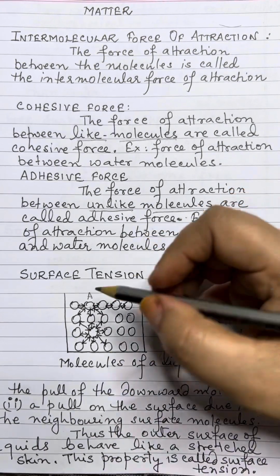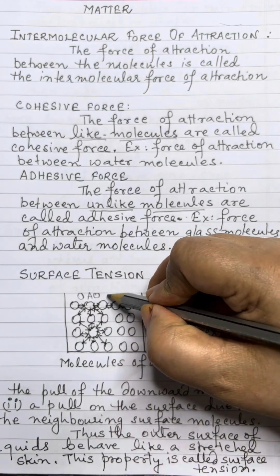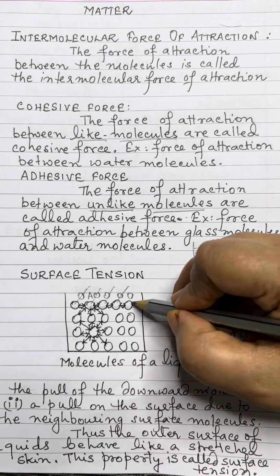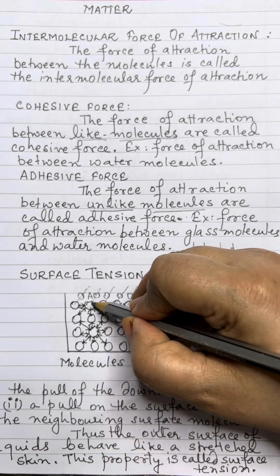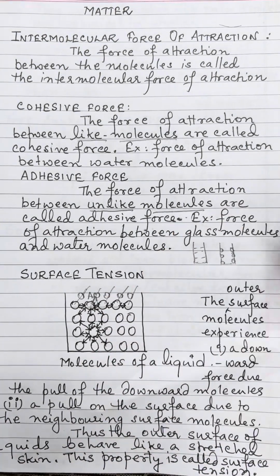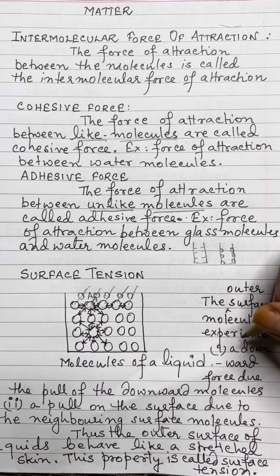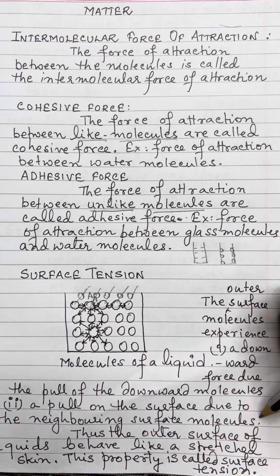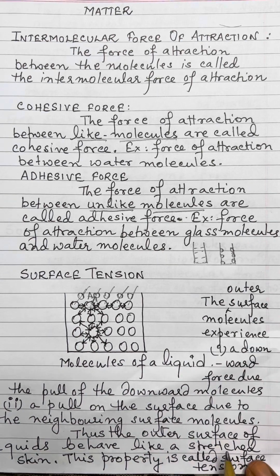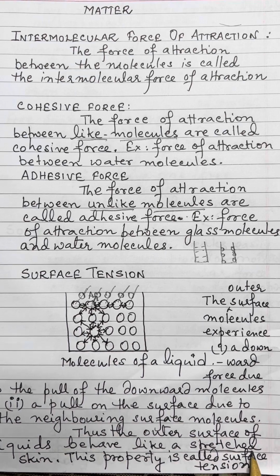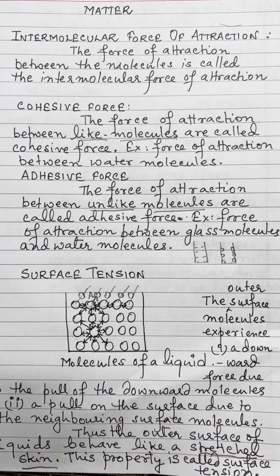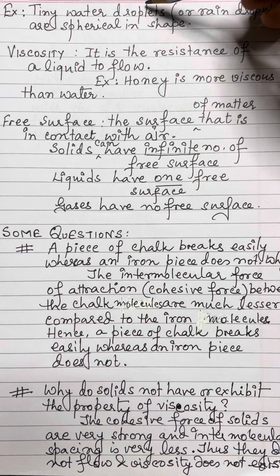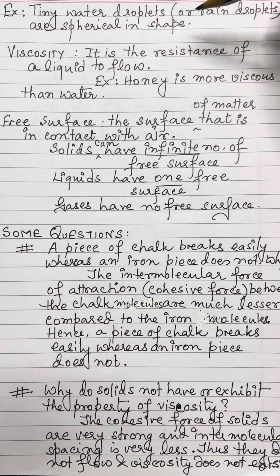This is only a two-dimensional structure, children. If we see the molecules in a three-dimensional manner, because it is always a three-dimensional structure, then this molecule will also be pulled by the neighboring surface layer molecules. So obviously there is a downward force due to the pull of the downward molecules, and a pull of the surface due to the neighboring surface molecules. As a result, the outer surface of the liquid behaves like a stretched string, and this property is called the surface tension. One example of surface tension is that tiny droplets of water or rain droplets are spherical in shape.